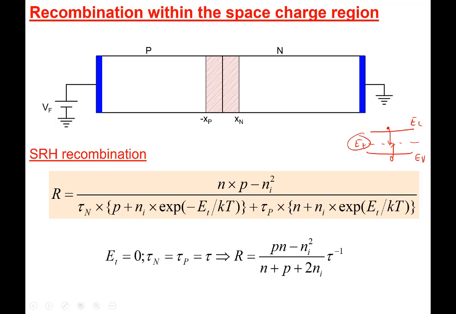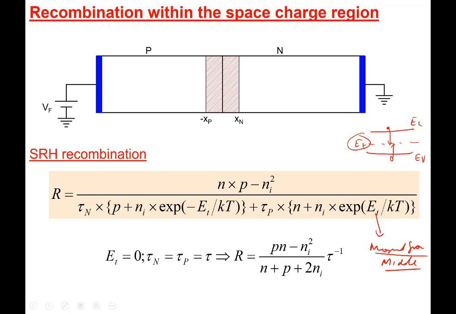So Et is being measured with respect to the middle of the gap here. As a simplification, what we have taken is a recombination center right in the middle. So Et has been taken right in the middle, which means Et equal to 0. Et we have put as 0, measured from the middle, mainly because the recombination primarily takes place through defect levels which are in the middle.